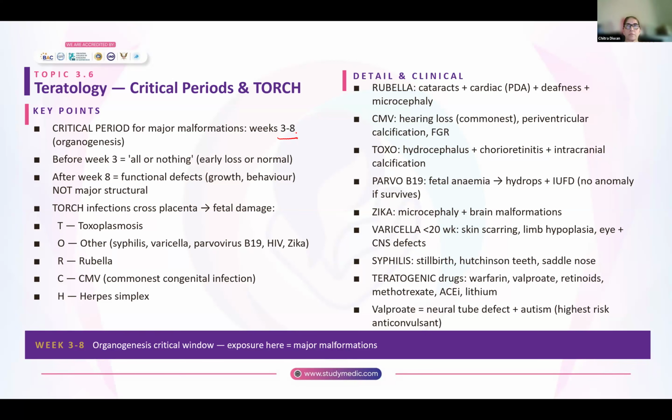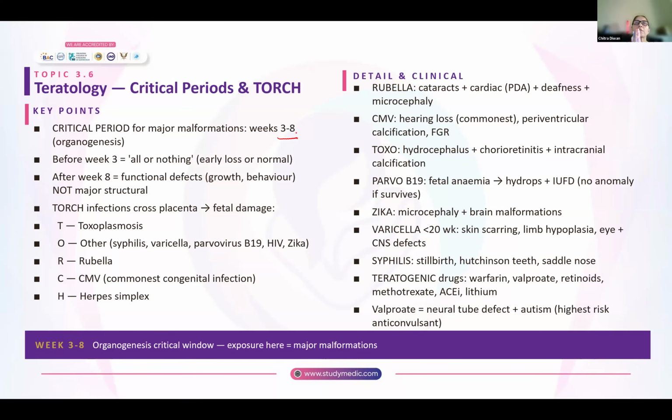So before 3 weeks, what happens if there is some external injury? It could be in the form of drugs, radiation, or whatever external injury that is happening to the developing fetus. Before 2 weeks, the cells that are there are totipotent cells. That means they can develop into any system. So if a little bit of the cells are destroyed before 2 weeks, the rest of the cells can cover up for these cells.